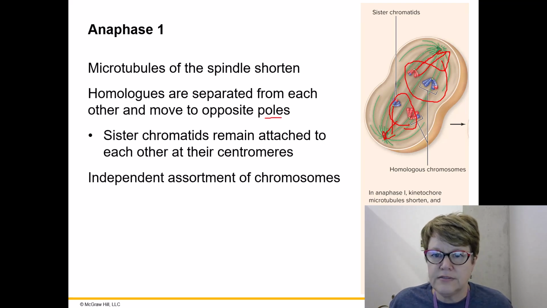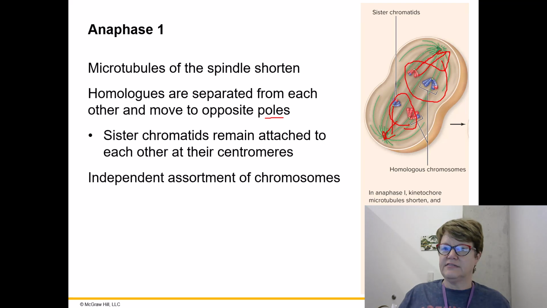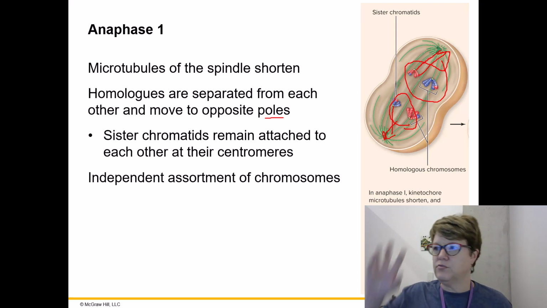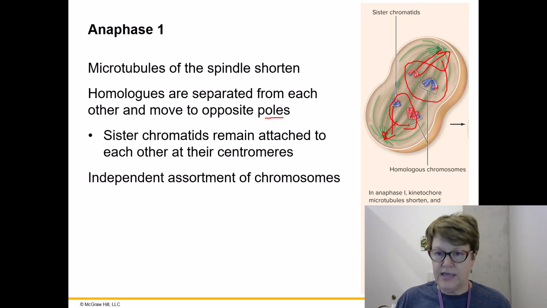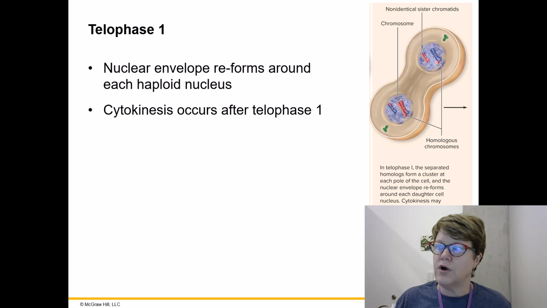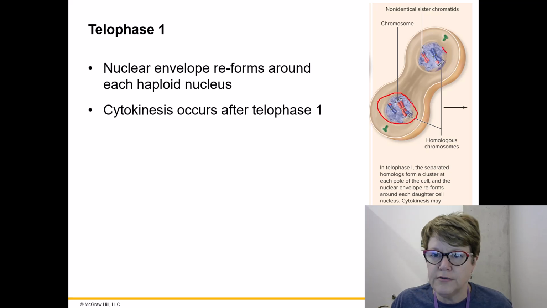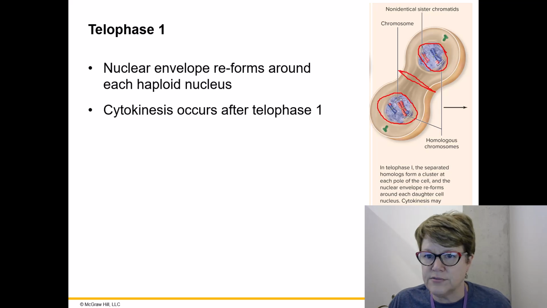And so that's the separation of sets. So one of each type of chromosome moves to the left, one of each type of chromosome moves to the right. And by the end of meiosis 1, you have telophase, the reformation of the nuclear membrane, and you're going to have cytokinesis ultimately separating these 2 into 2 separate cells.